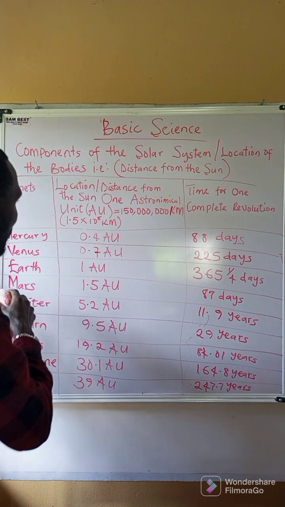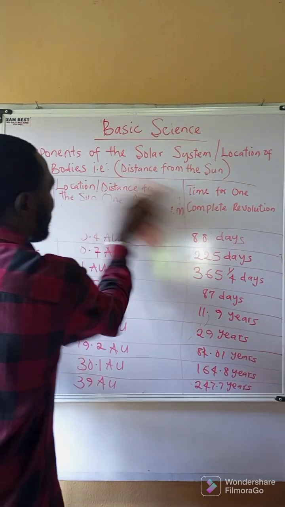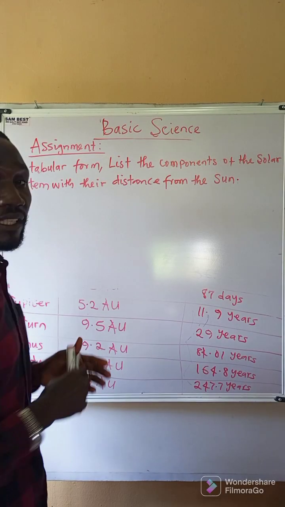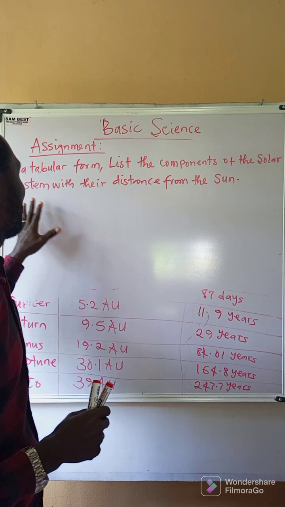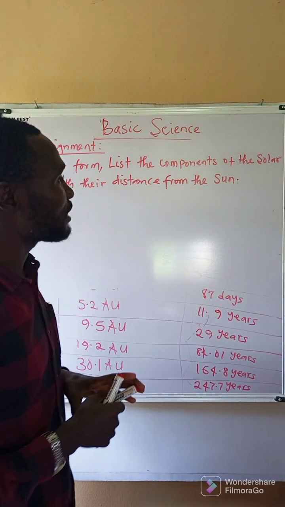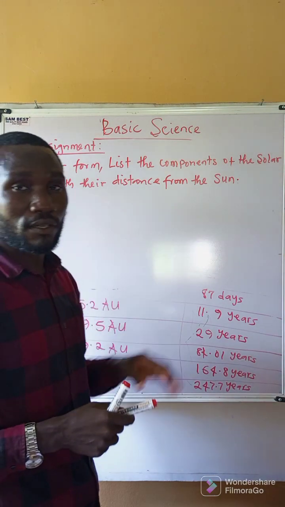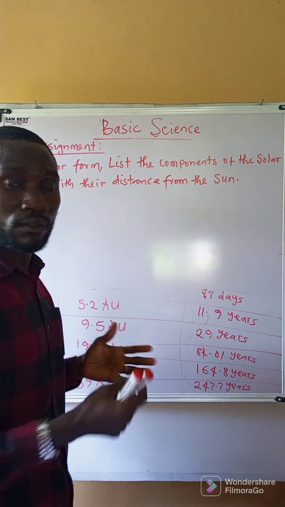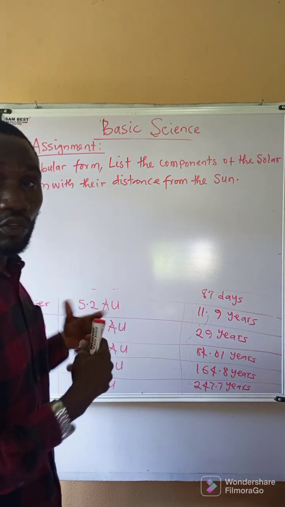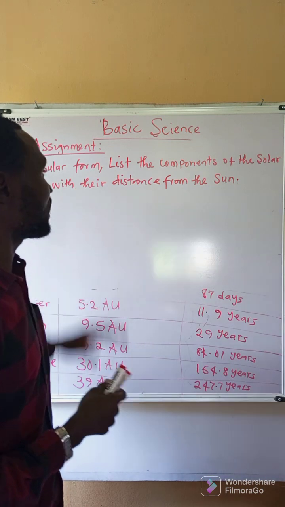But before I leave you guys, can we please take home something? I want us to test our memory, our brain. In a tabular form, list the components of the solar system with their distance from the sun. I've given you all, right? So it's easy. Just go back to your notes, go through them and work on this.